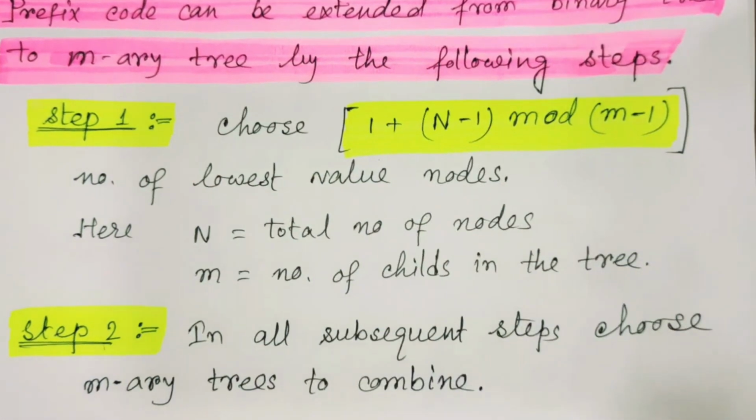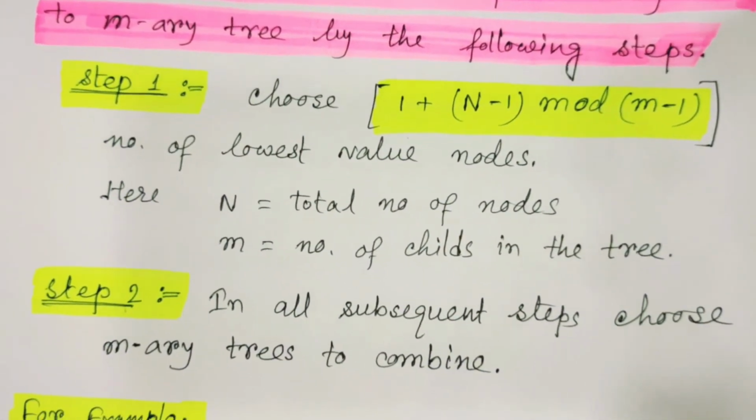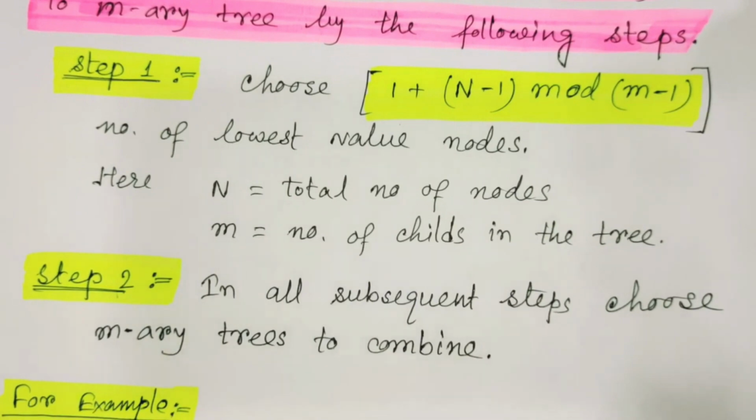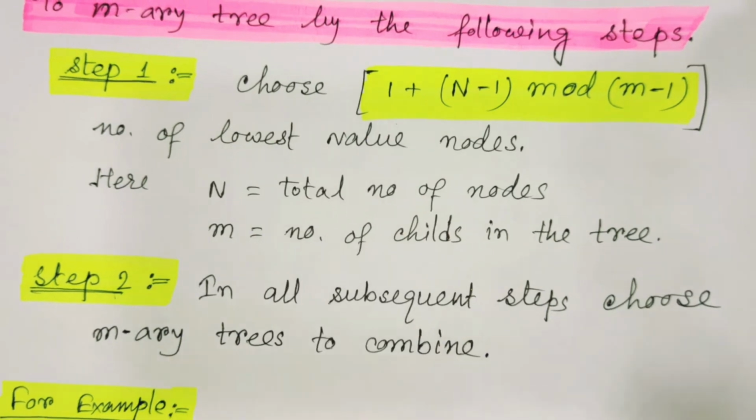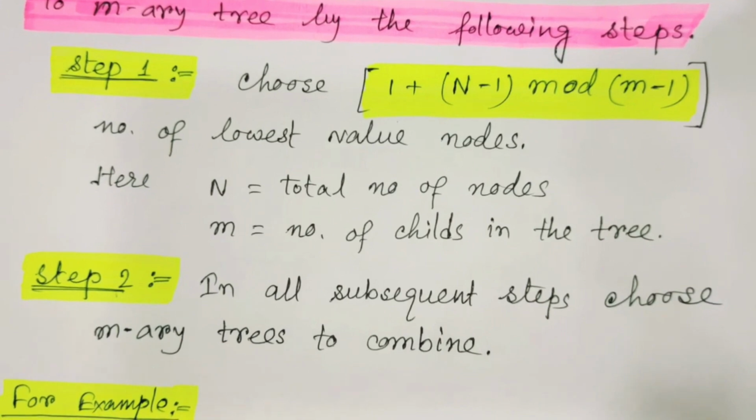So that remainder value plus 1 gives us the number of nodes we should consider as the initial choice. After taking that number of nodes, for the next subsequent steps, we choose m-ary number of combinations. That means if it is 3-ary, then 3 nodes in the next step and onwards we should choose.